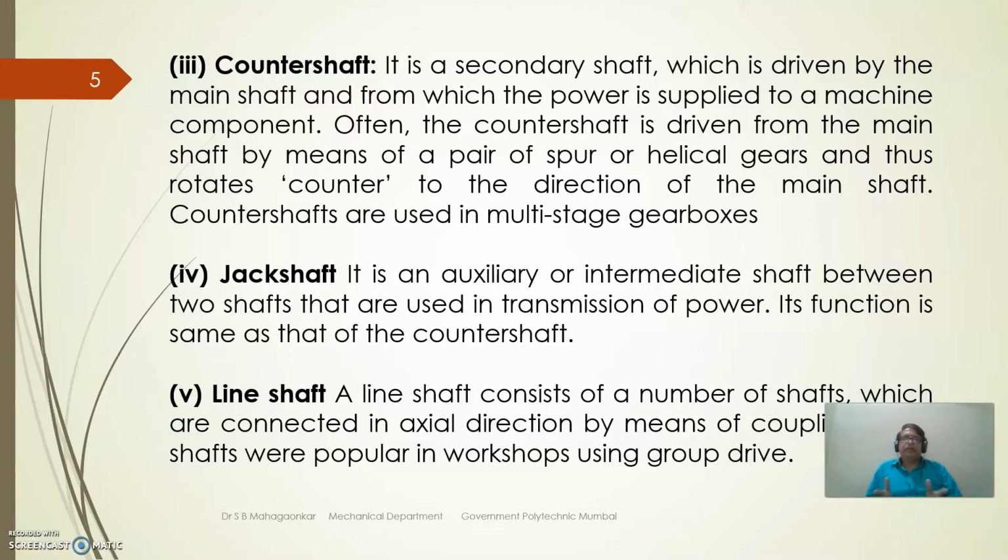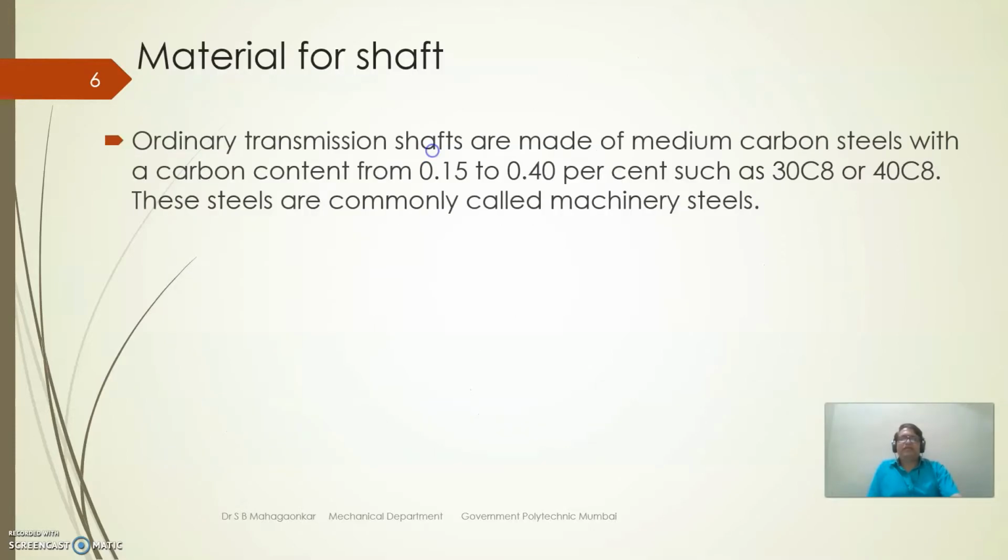It is connected by means of a coupling, and wherever couplings are used, we have to use bearings, right? So bearings are there, and then the couplings, and only then can we transfer the power. Okay. Now we will go for the different materials used in the shaft.